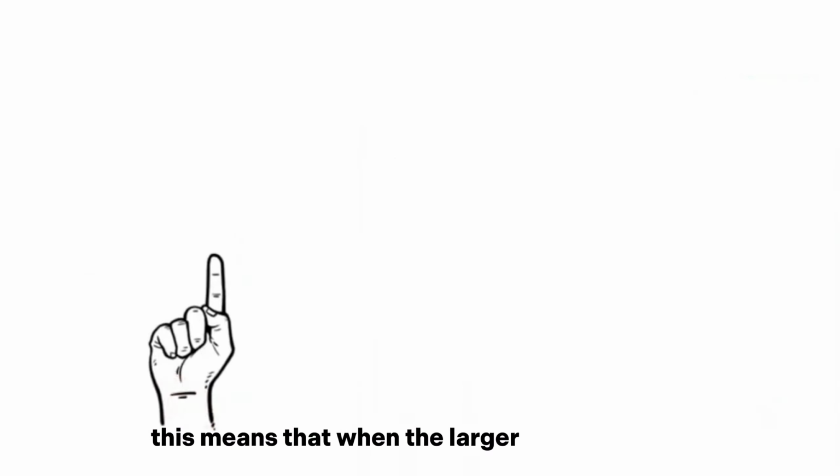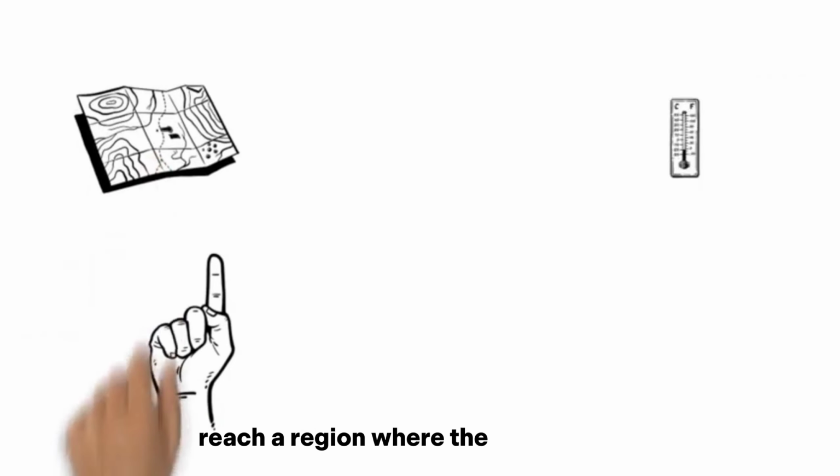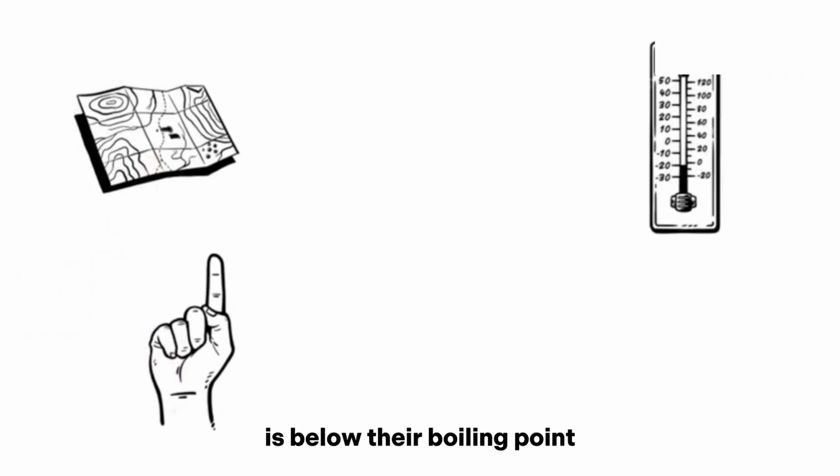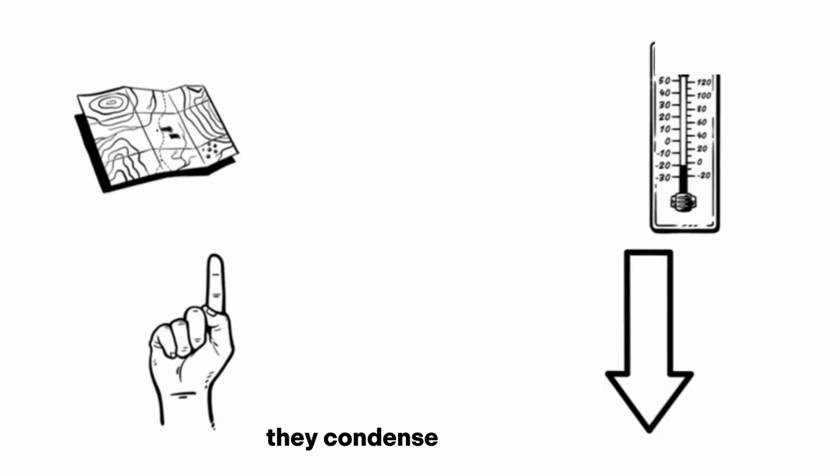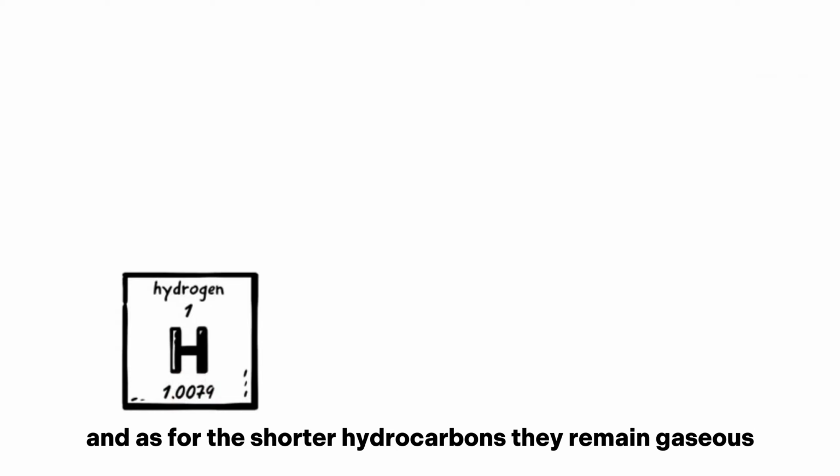This means that when the larger hydrocarbons reach a region where the temperature is below their boiling point, usually at the bottom, they condense into liquids. And as for the shorter hydrocarbons, they remain gaseous.